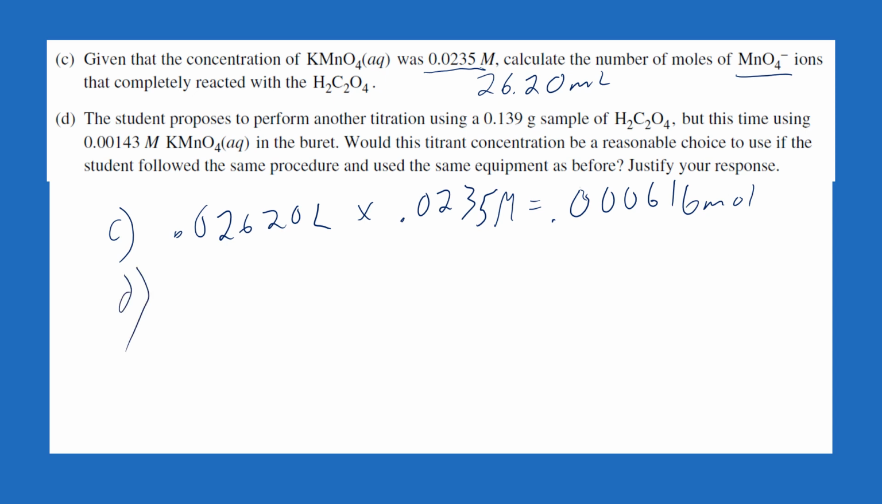Okay, a student proposes to perform another titration using a 0.139 gram sample of the oxalic acid, this time using a much smaller concentration in the burette. Would this titrant concentration be a reasonable choice to use if the student followed the same procedure and used the same equipment as before? Justify your choice. So a couple things you needed to notice from this one. It's the same mass of the original sample, so you have the same moles of the original sample. And that means you'll need the same moles of your titrant to get it to completely balance out.